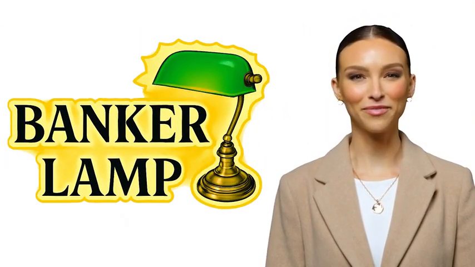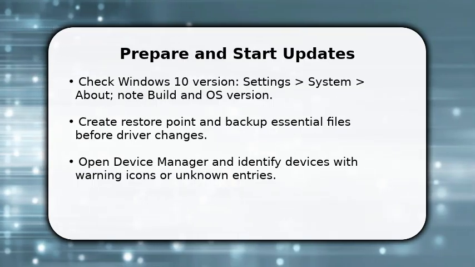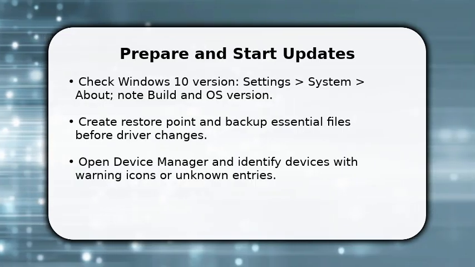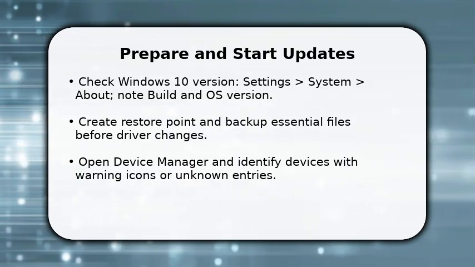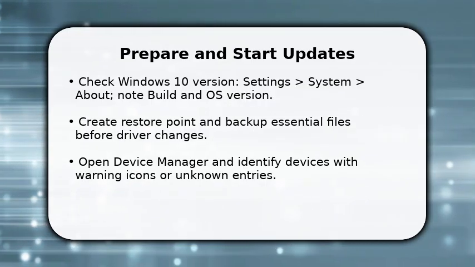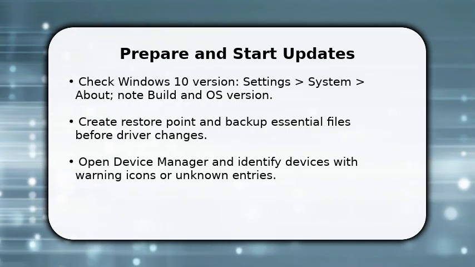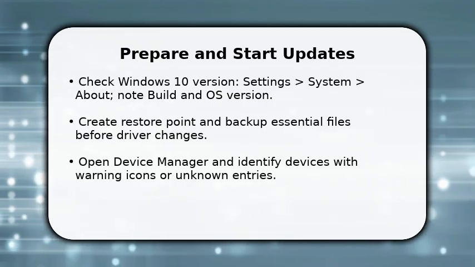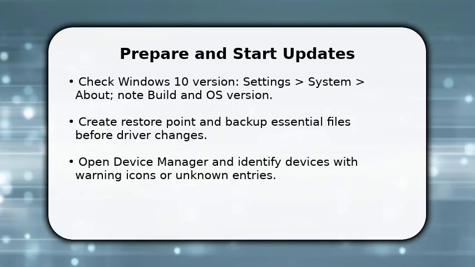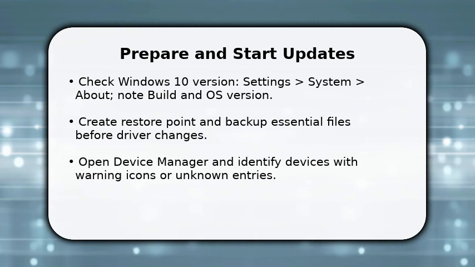Please enjoy the video. You begin by preparing the system and immediately starting the update process. First, check your Windows 10 version so you download compatible drivers. Note the build number. Next, create a restore point and back up essential files so you can revert if something breaks. Then open Device Manager, expand categories, and find devices with warning icons or labeled Unknown Device. Once found, right-click and choose Properties to see Hardware ID. This information guides the next driver lookup.